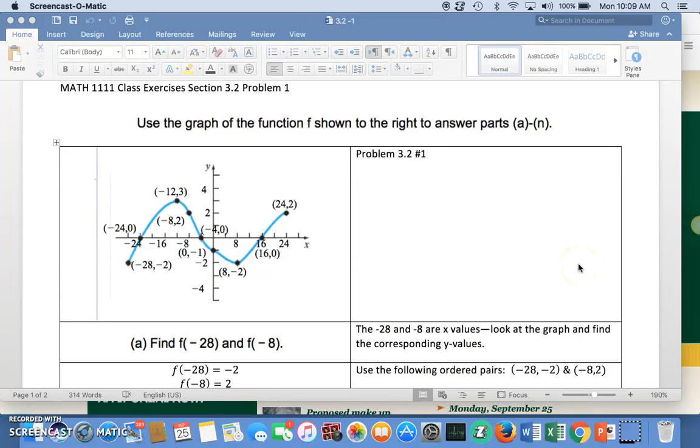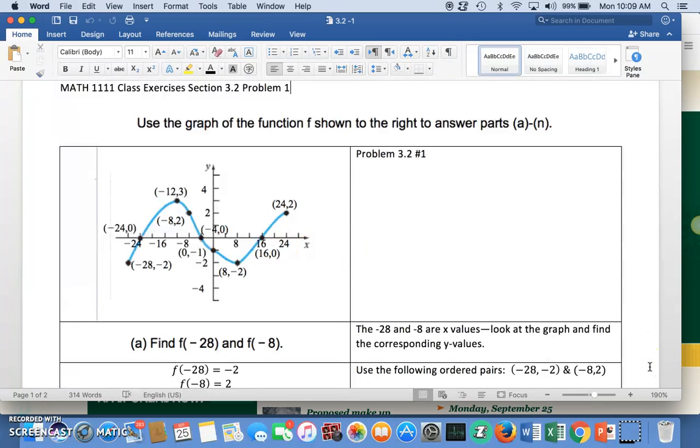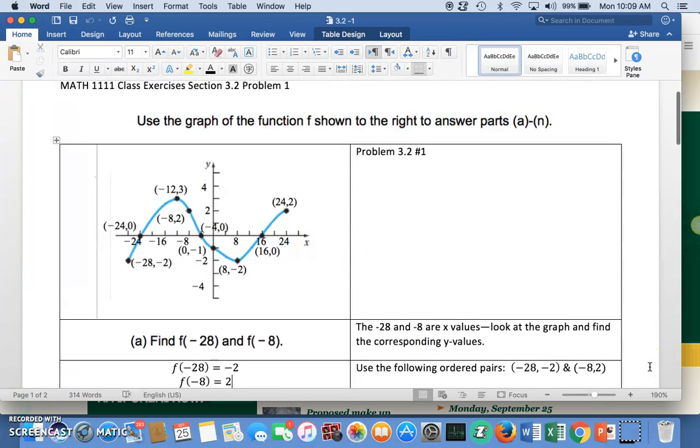Okay, this is section 3.2. This is problem number 1. This whole problem is basically reading the graph that's given here, and a lot of times you'll be given x values and asked for y values, or you will be asked questions about this particular graph. So this is your reference for this whole exercise.